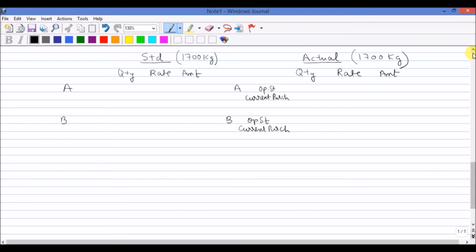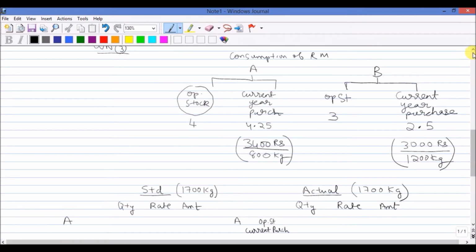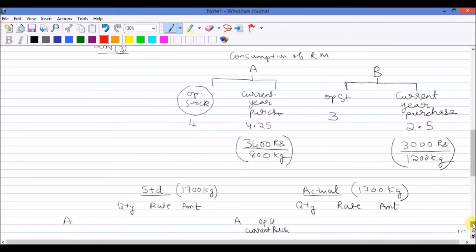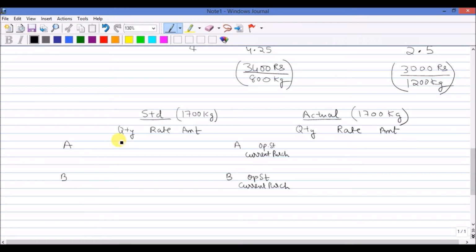So I need to go forward. How much is the standard mix? So we have got the standard mix of 800 kg and 1200 kg. This much is the input which we put, and we get an output of 1700 kg. This is as per the standard. So we have a standard mix of 800 and 1200, and the total is 2000.